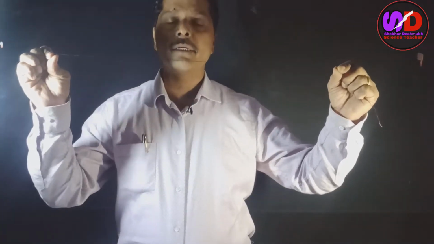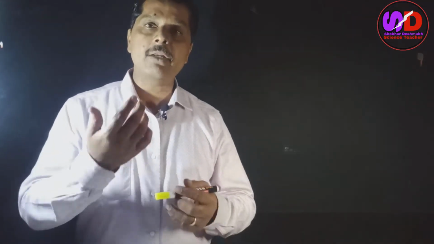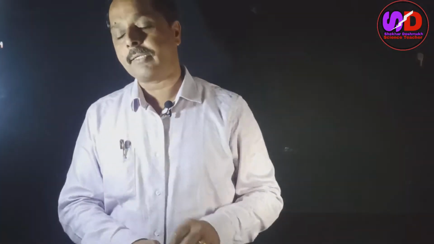In the last session we saw the magnetic field produced by a current carrying straight conductor. That means suppose this is a current carrying conductor, and if current is flowing through it, then a magnetic field is produced around this conductor. And the direction of that magnetic field we can calculate by using Fleming's right hand thumb rule, which we have seen.